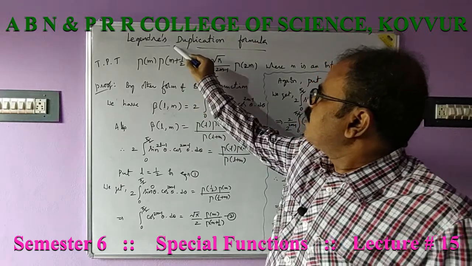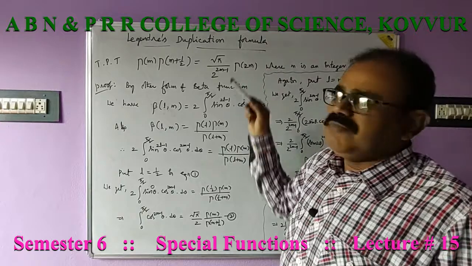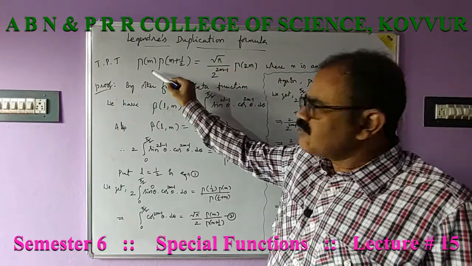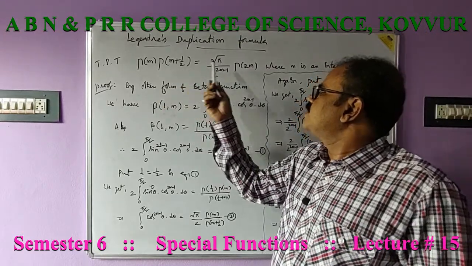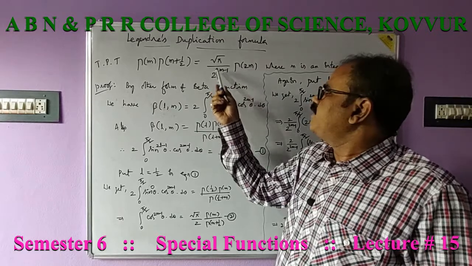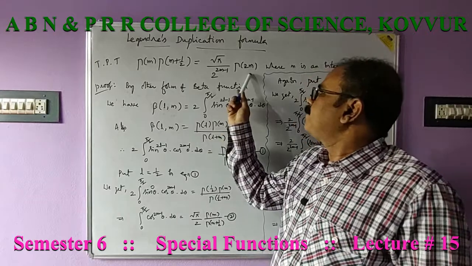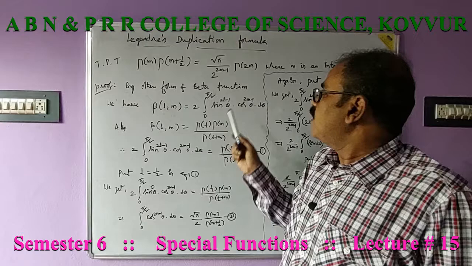This is Legendre's duplication formula. Name may be asked or may not be. This is Legendre's duplication formula. We have to prove gamma m into gamma m plus half is equal to root 2 square root of pi by 2 to the power of 2m minus 1 gamma 2m. We have to prove this. Here m is an integer.